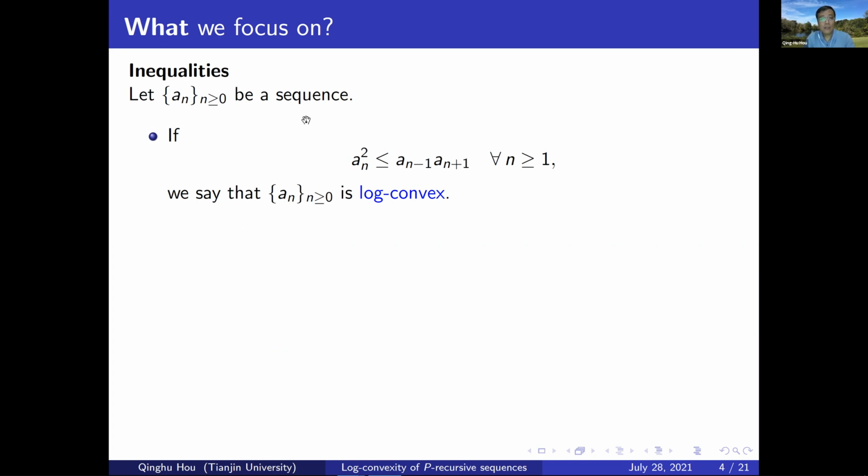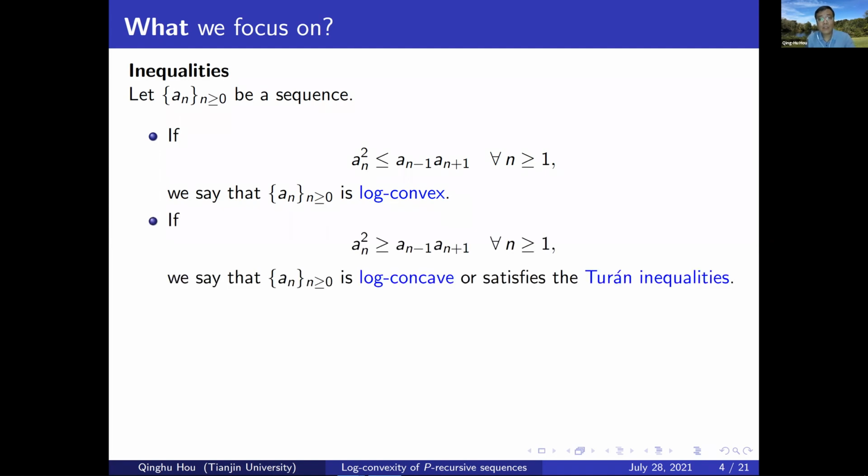Let a_n be a sequence. If the square of each term is less than or equal to the product of its previous term and the next term, then we say the sequence is log convex. Here log means we use multiplication instead of addition, and the convex is the same as the usual meaning. On the other hand, if the inequality is greater than or equal, we say the sequence is log concave, or sometimes we say it satisfies the Turan inequalities.